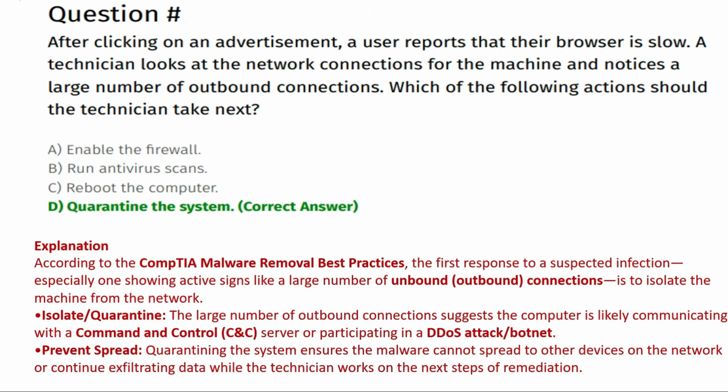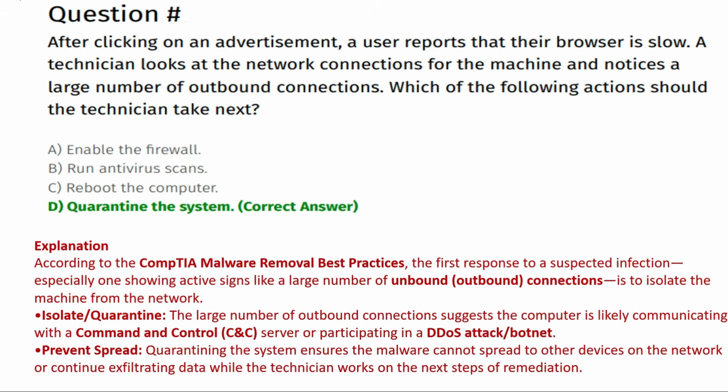And the next question is, after clicking on an advertisement, a user reports that their browser is slow. A technician looks at the network connections for the machine and notices a large number of outbound connections. Which of the following actions should the technician take next? Option A, enable the firewall. Option B, run antivirus scans. Option C, reboot the computer. Option D, quarantine the system. And the correct answer for this question is option D, quarantine the system.